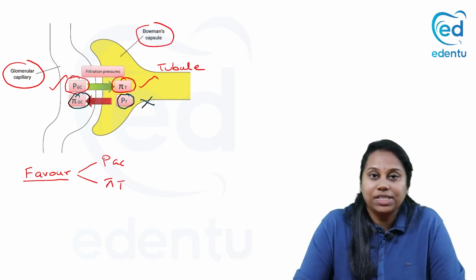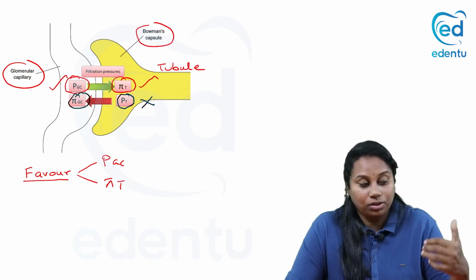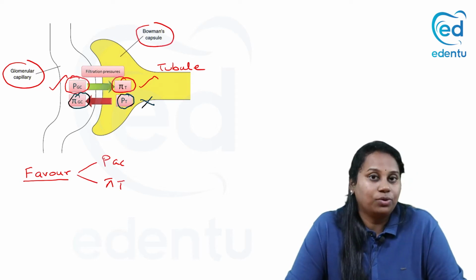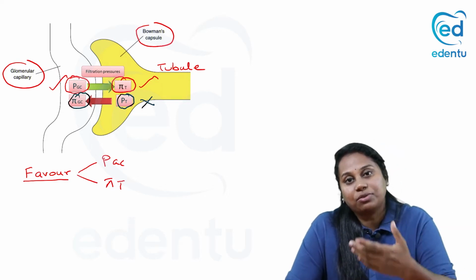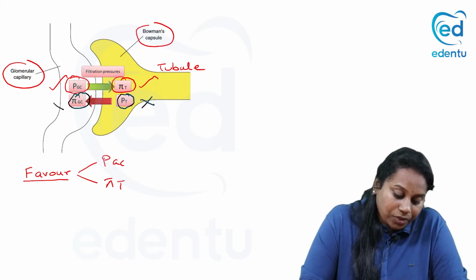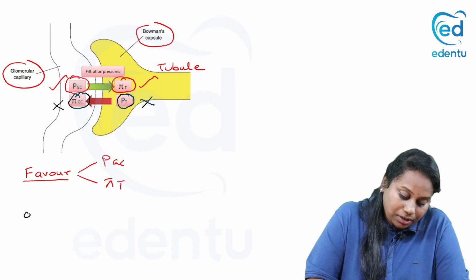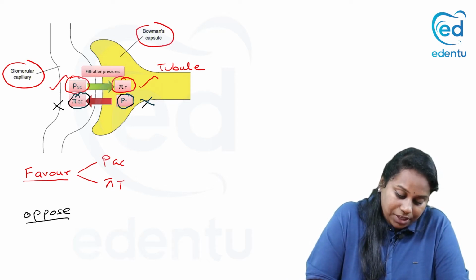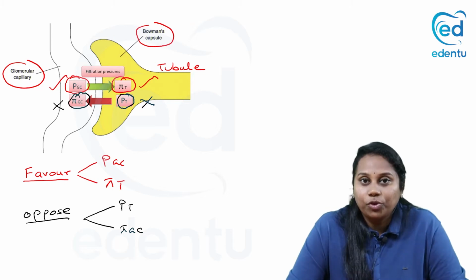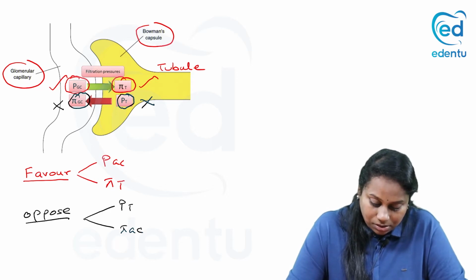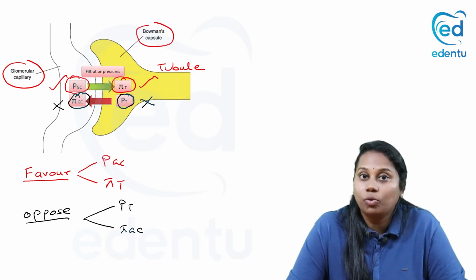What is this pi GC? Pi GC is oncotic pressure on the glomerular capillary side. So this is an oncotic pressure, so it will push or pull? Very good. It's a pulling force, so it will pull the filtration from tubule into the glomerular side, thereby in the opposite direction. So this will also oppose filtration. So the factors which oppose filtration, PT and pi GC. So hope you're clear with the Starling's forces and what they do to the filtration. So this can be asked in your exams about the favoring forces and the opposing forces.